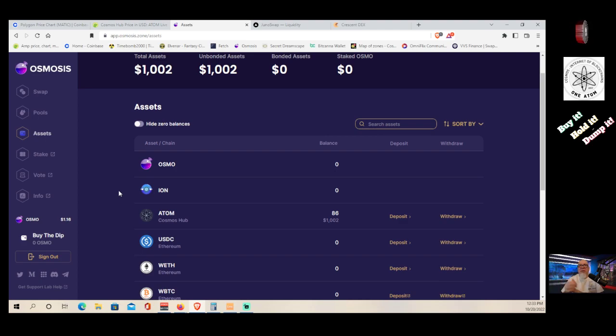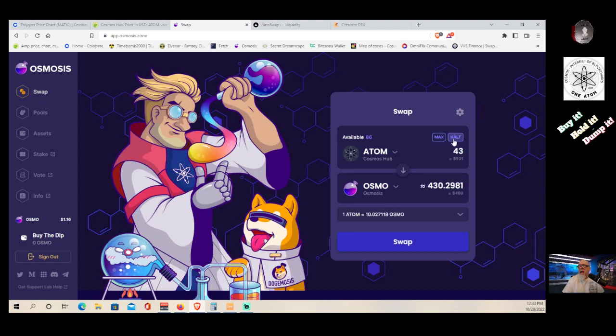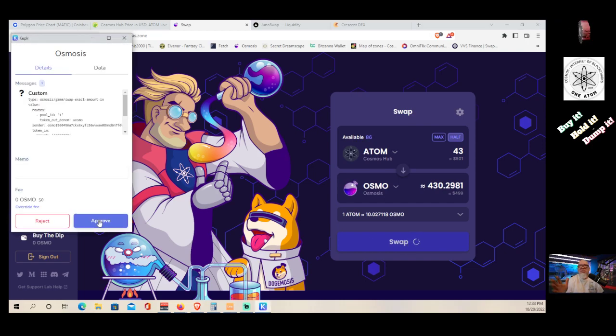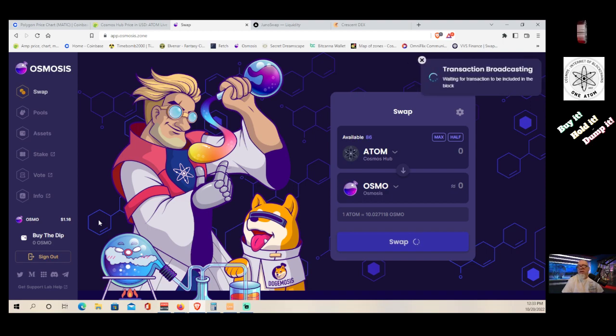Now, the reason I put in an extra couple bucks is because there is going to be a swap fee involved with this, and I want it to be as fair as I can. So we're going to swap half of our Atom. That's 43 Atom. We're going to swap half of it for Osmo. You can see I'm already going to lose a dollar or so on the swap fee. It doesn't put cents in there, but there will be a little bit of cents. So we're going to go ahead and approve it. And in this case, I'm going to do it as cheaply as I can. So we're going to make the swap right here.